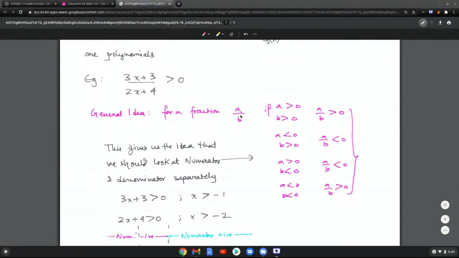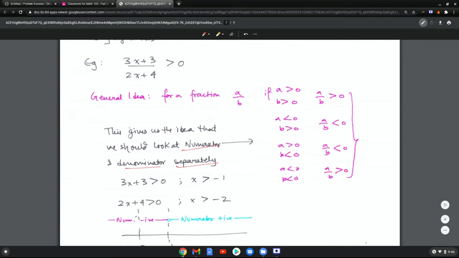Now, when is a fraction a over b positive or negative? There are four scenarios. You have two numbers, either of them can be positive or negative, so 2 times 2, four possibilities. If a and b are both positive, then the fraction is positive. If a is negative and b is positive, the fraction is negative. If a is positive and b is negative, then the fraction is negative. If a is negative and b is negative, the fraction is positive. So this gives us the idea that we should look at numerator and denominator separately, because if we know the behavior of each of them, then we can determine the behavior of the ratio.